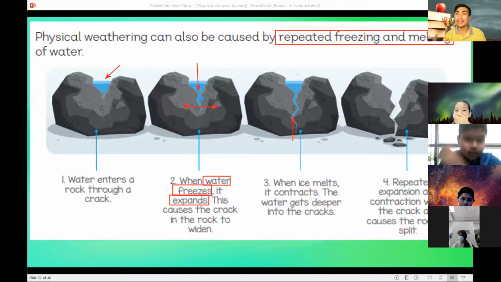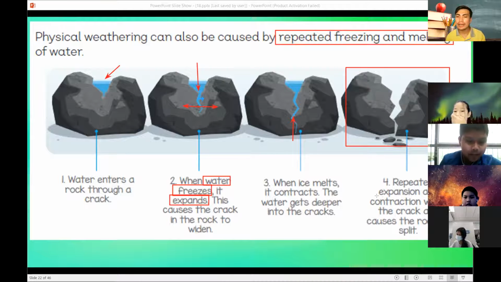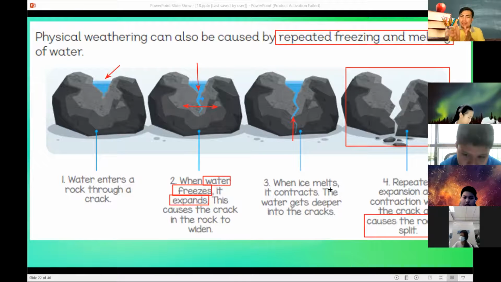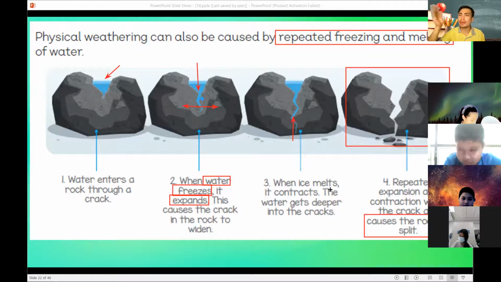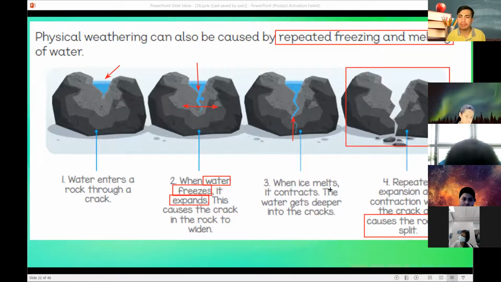Yes, when it becomes ice again, then it can break the rock. It expands again, then it becomes hard, until it will reach this stage number 4 where the crack caused the rock to split. See, it caused the rock to split into two. Now imagine if this will happen every day. The big rocks will become smaller rocks.